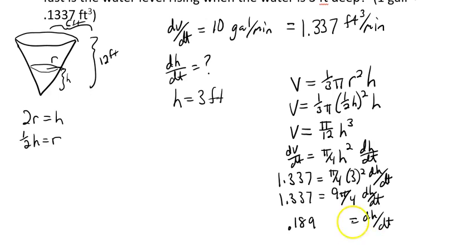And again, I want to think about units. Because I'm in this notation, I just think height units over time units. The height in this is measured in feet. The time is measured in minutes. So feet per minute.